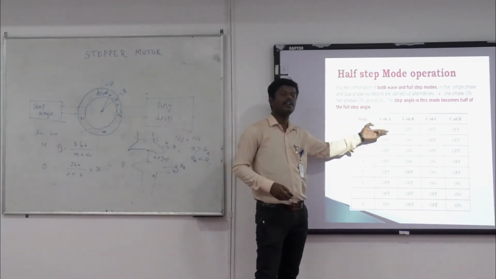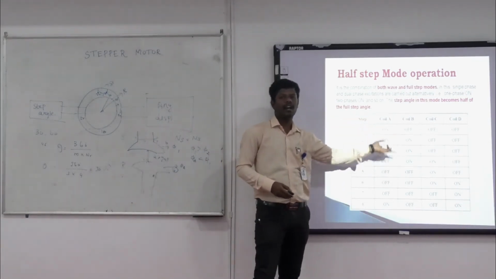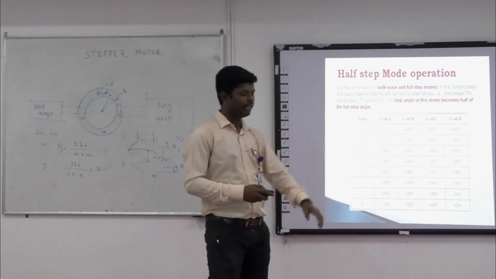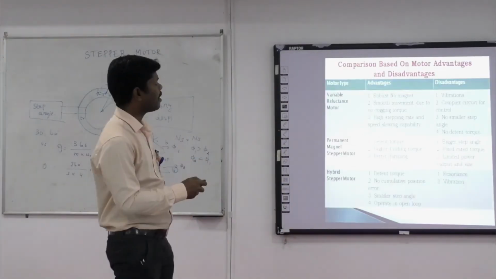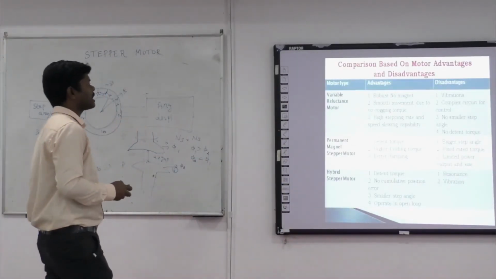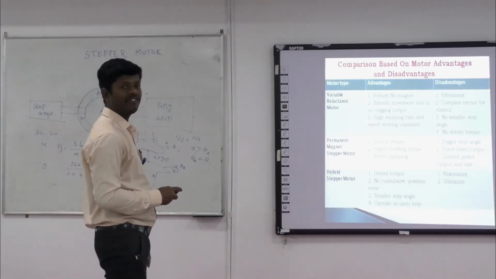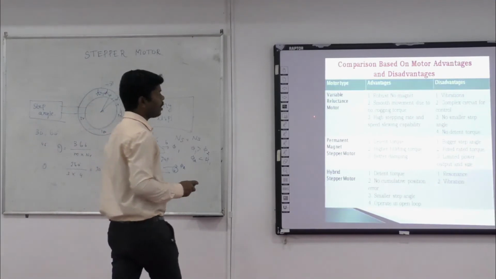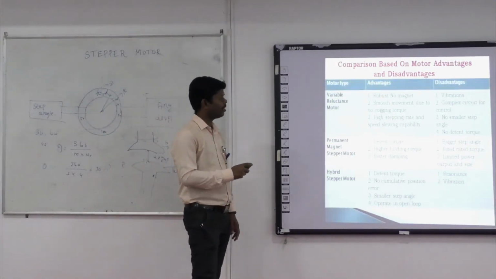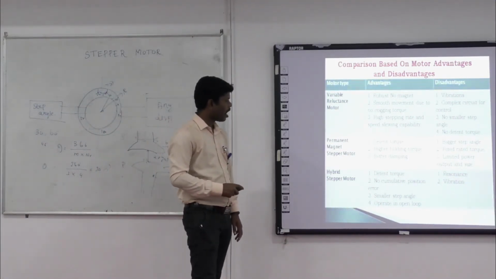So coil A on, then two coils, then another coil, another two coils. This continues sequentially. Now a comparison based on the advantages and disadvantages of stepper motors, by motor type. The motor types are the variable reluctance motor, the permanent magnet stepper motor, and the hybrid stepper motor.